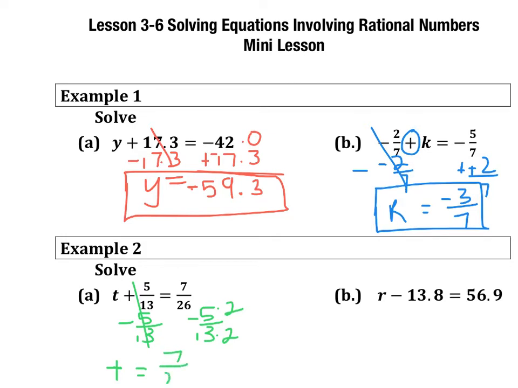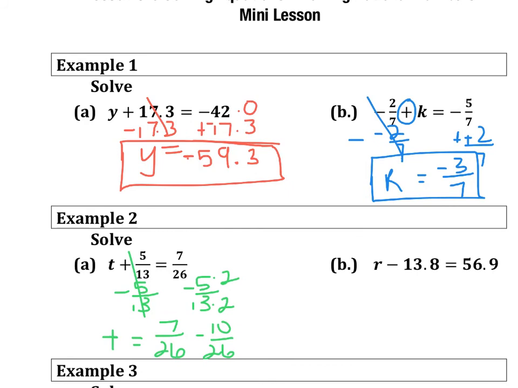So I will have 7/26 minus 10/26, which will leave me with t, just going to move this up, t is equal to negative 3/26. And that is fully simplified, so we'll leave it as is.